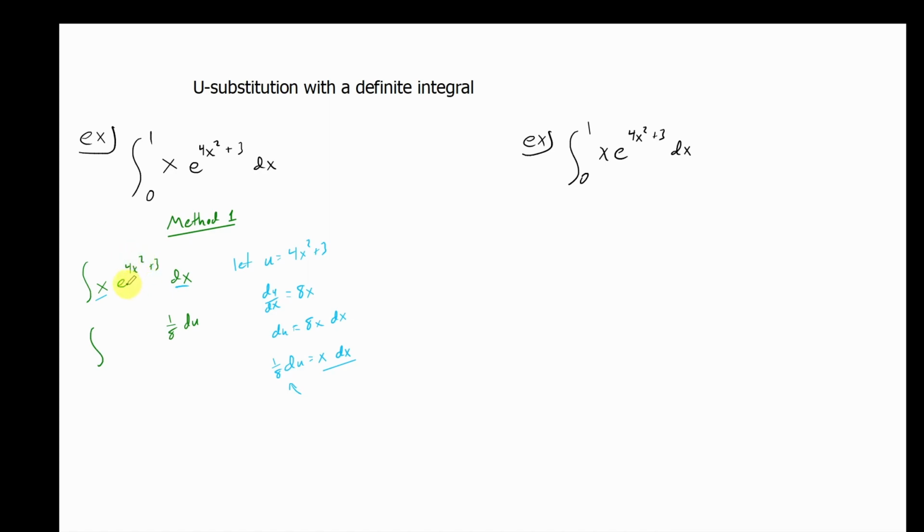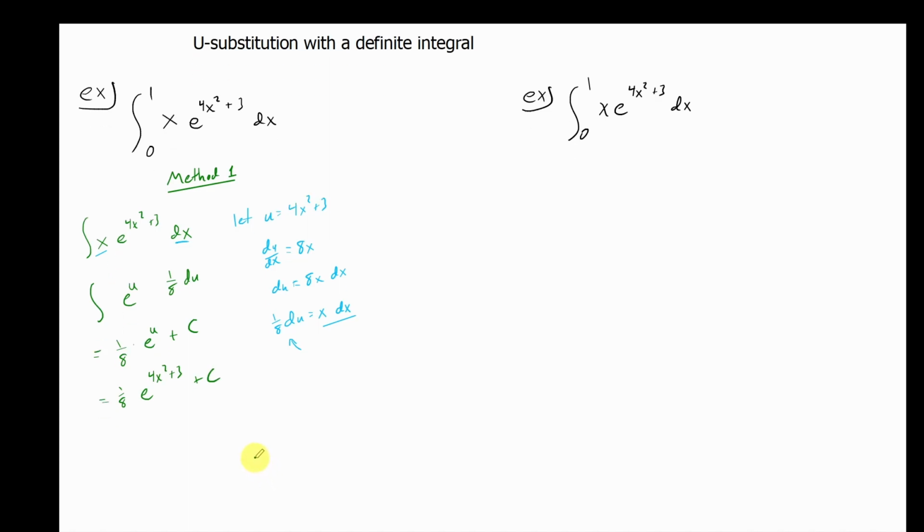The inside of the exponential function, 4x squared plus 3, is the u. So we have the integral of e to the u times 1/8 du. 1/8 is a constant, so it's going to hang out. When I integrate e to the u, I get e to the u, and then we substitute back.